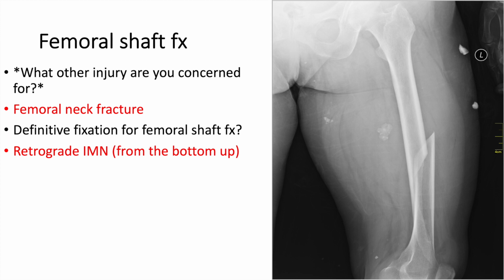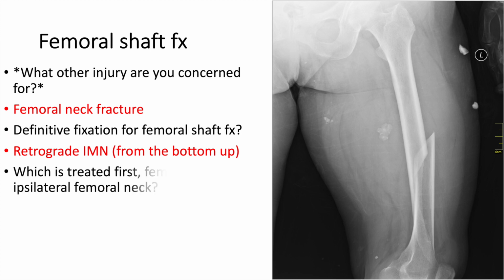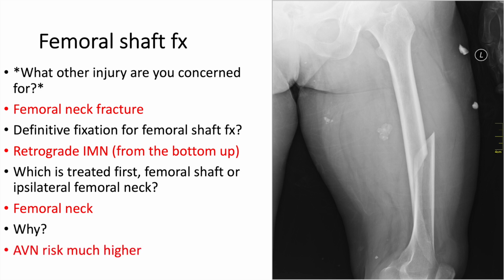So when you have a femoral shaft with an ipsilateral femoral neck fracture, which of the two do you want to treat first? The answer would be femoral neck. Why is that? AVN risk is much higher.